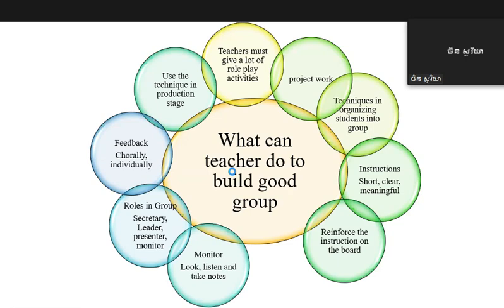First of all, the teacher must give a lot of role play activities or project work in the class. Every teacher will find it difficult the first time they apply group work or any project work, because the students might not be familiar with this activity. So it must be really difficult at first. But later, after you use group work a lot in the class, you will learn the weaknesses and strengths of your students. So you will prepare techniques for organizing students into groups.